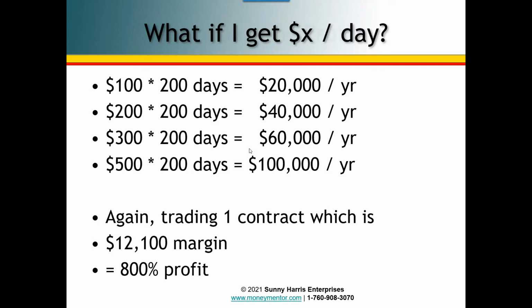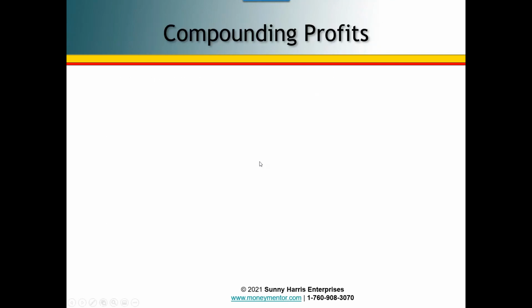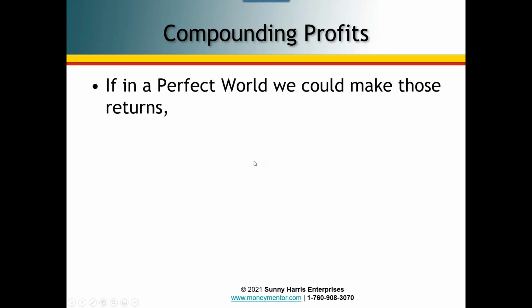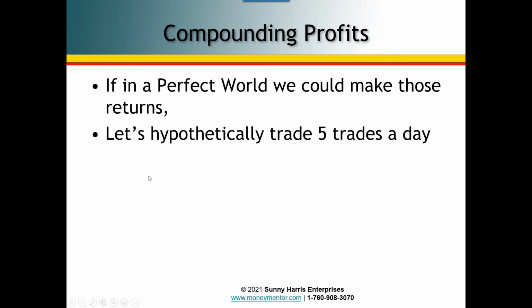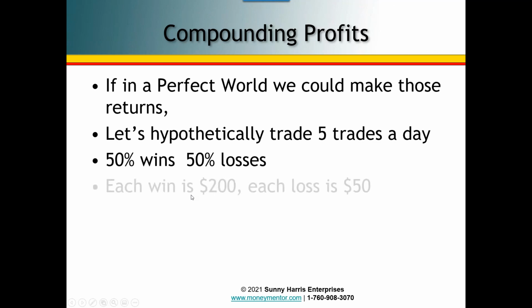Pardon me. So we're back to Ralph Vince. What I'm going to show you, and I'm going to have to tell you a little bitty story with it, is basically originally from the works of Ralph Vince. So let's hypothetically trade 5 trades a day, 50% wins, 50% losses, but each win is 200 and each loss is 50. All right, so that's pretty ideal.